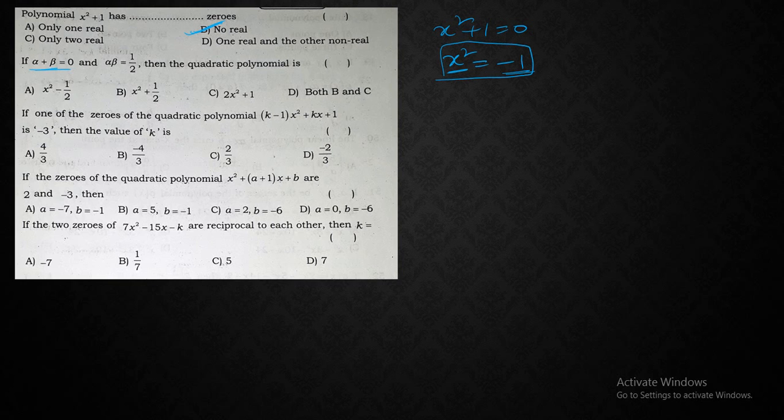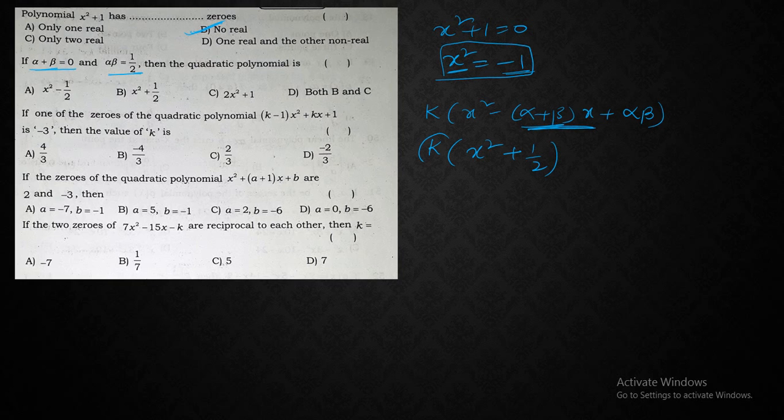Next, alpha plus beta is equal to 0 and alpha into beta is equal to half. So from this, k times x square minus alpha plus beta into x plus alpha beta is my polynomial. When I substitute the values, alpha plus beta is given as 0, so there is no need to write this term. The whole thing becomes x square plus 1 by 2.